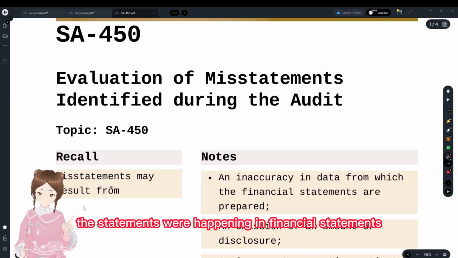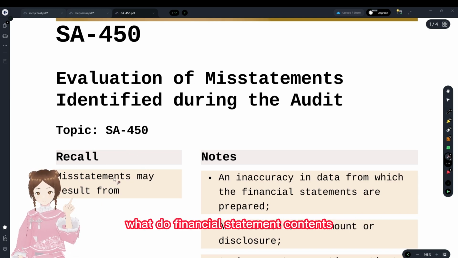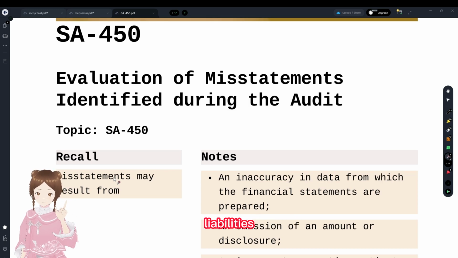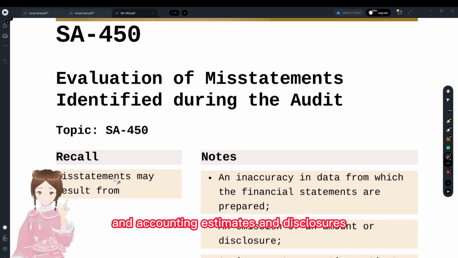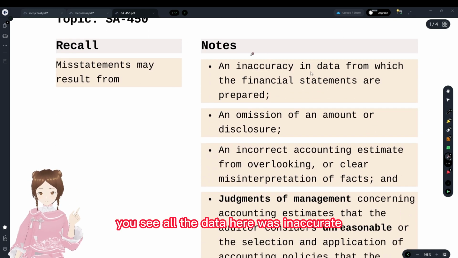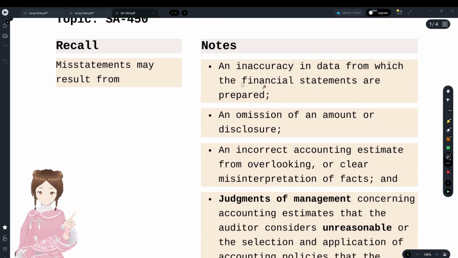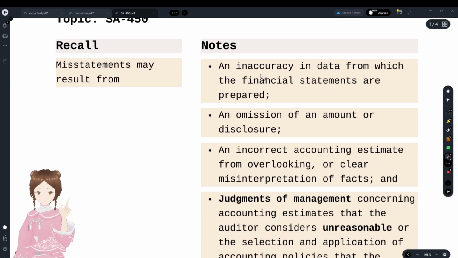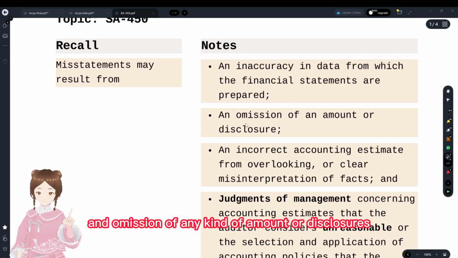See, misstatements happen in financial statements. What do financial statements contain? They contain financial items such as journal entries, assets, liabilities, all the transactions and accounting estimates, and disclosures and notes to accounts. You see, the data here was inaccurate. The financial statements used data which was inaccurate. That's one thing, and omission of any kind of amount or disclosures.